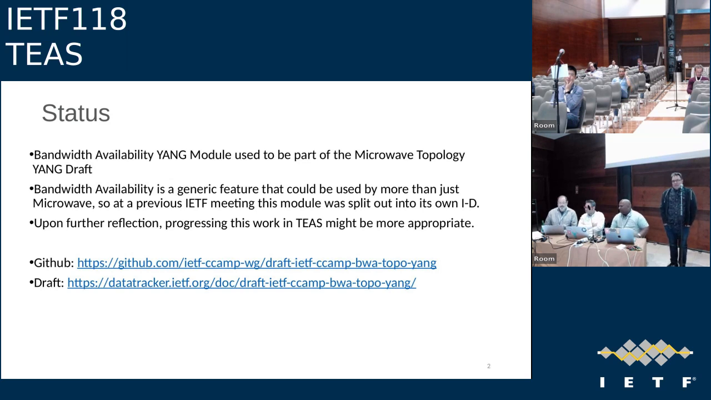So the idea here is that there is a need in microwave topology to be able to, when you read the microwave topology, understand the bandwidth availability information about the microwave equipment, but that bandwidth availability can be a more generic concept, and it could be supported for other technologies too.